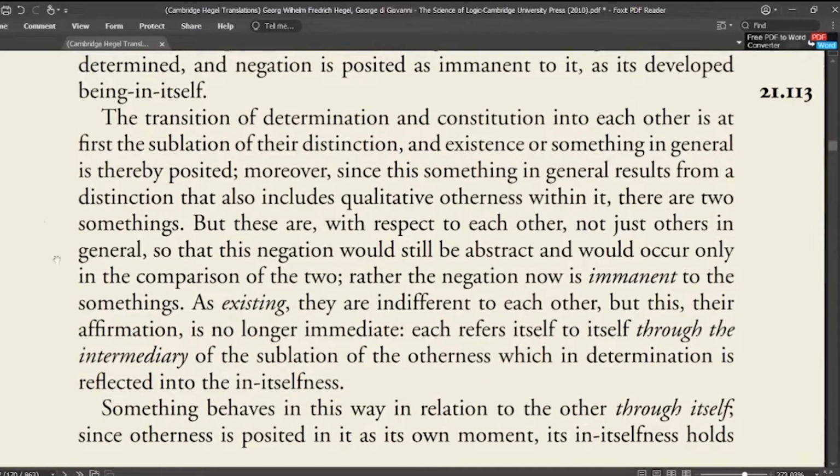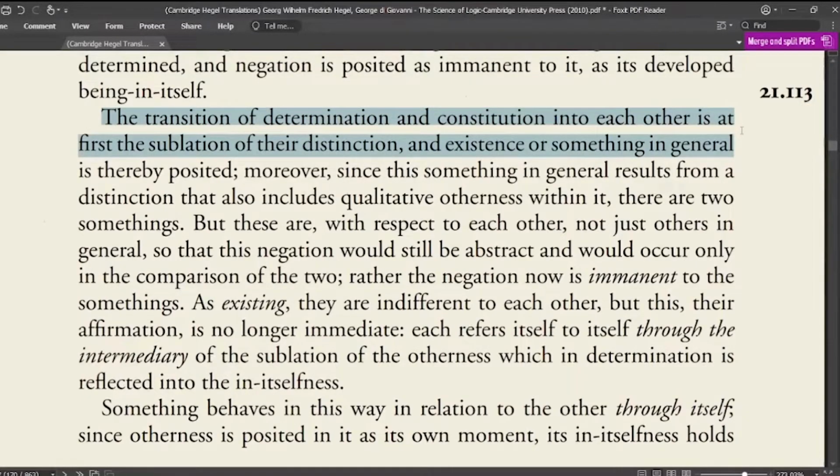All right, so this is starting to go hard and fast. Let me see if diagramming this will help. So the transition of determination and constitution to each other is at first the sublation of their distinction, and existence or something in general is thereby posited. So, all right, that totality brings us back to something, but of course this is something at a yet further higher level.